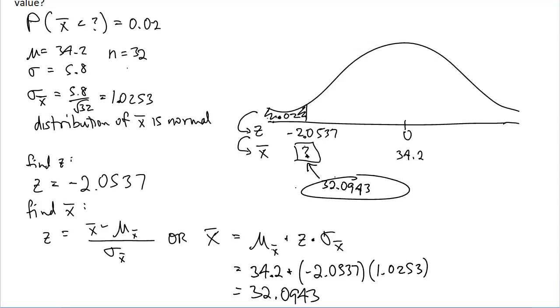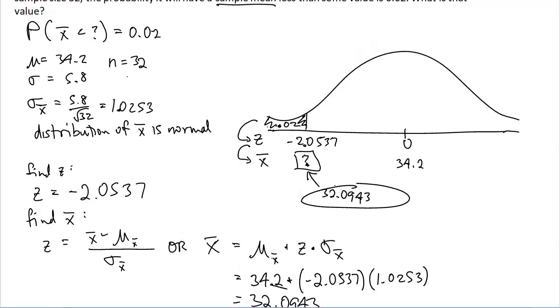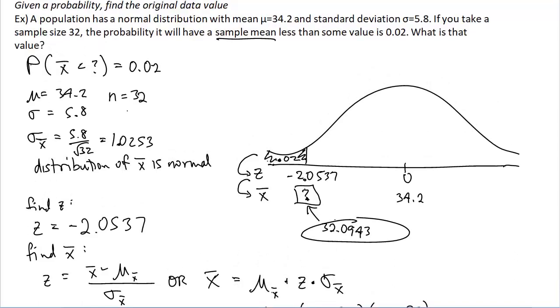Notice that in this problem, just to roll back for a sec, we were given the probability, and then we were asked for the data value. So that's 2 steps. You have to convert the area or probability into a z-score. Then you have to convert the z-score into your data value. In this case, data values are x-bar values.